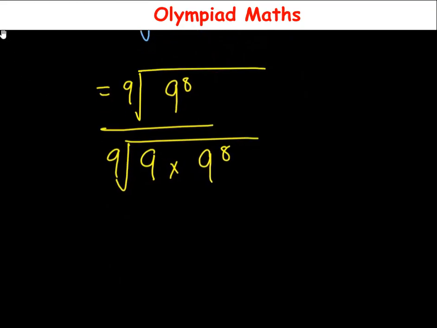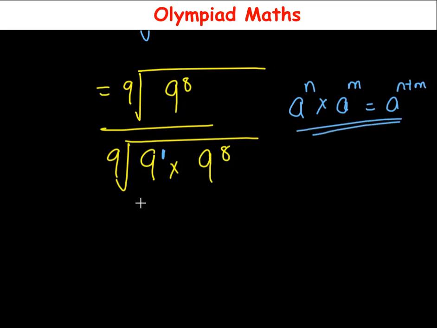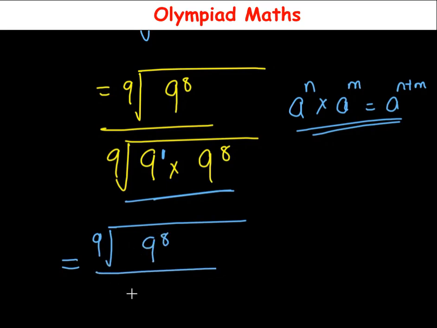So with this, if you look at the power of 9 right here, the power is 1. And working with the rule that if you have a raised to power n times a raised to power m, this is equal to a raised to power n plus m. So applying this principle, we have the 9th root of 9 to the power 8 all over the 9th root of 9. Since they have the same base, we'll pick one and sum up the powers. 1 plus 8 is equal to power 9.